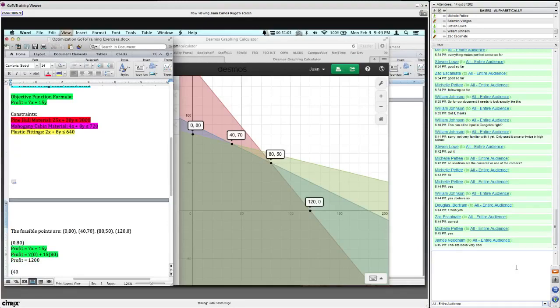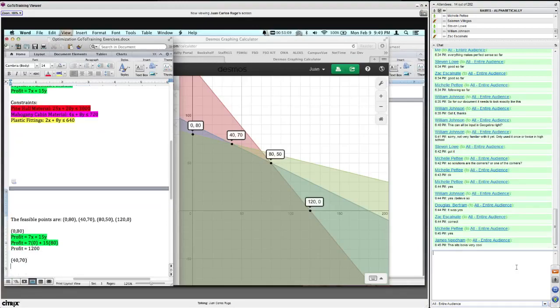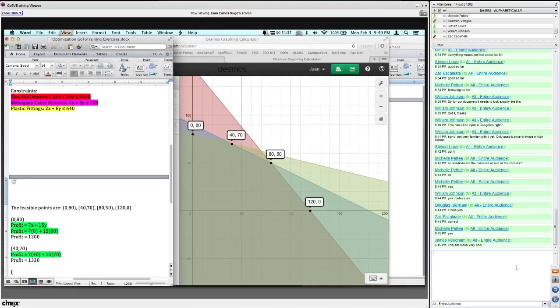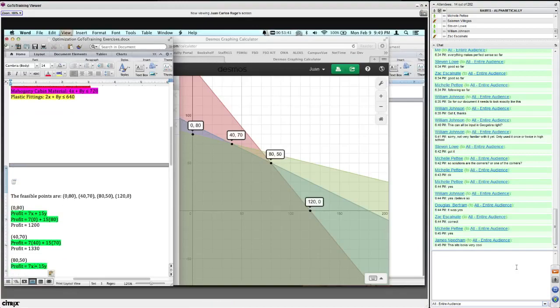Next point, (40, 70). So I'm gonna plug in, this is going to be 40, and then this is 70. So the total profit is 280 and 1,330. Then (80, 50). So you have to check each one of them.